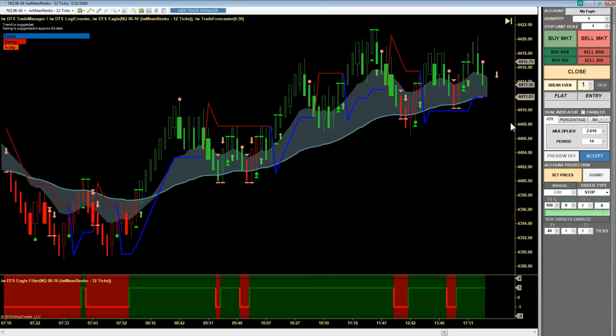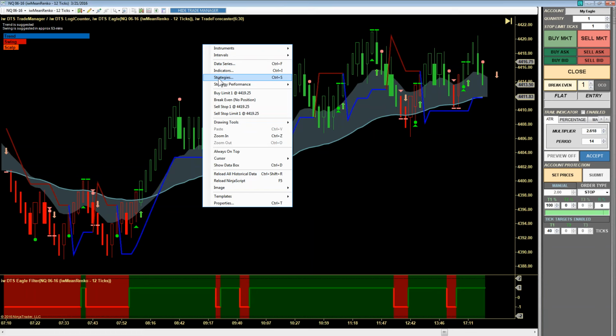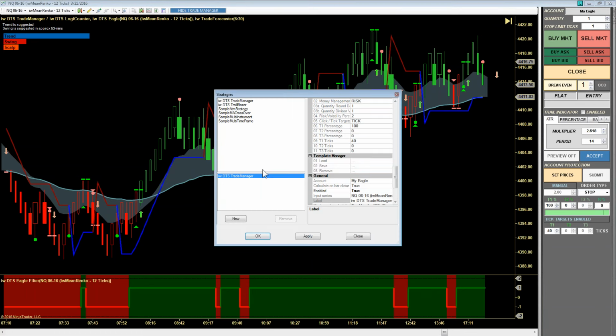And then once you have your trade manager set up the way you want, you can also save your trade manager through the template manager. You simply type in here on line number 2, save, you type in a name for your template and hit the enter key, and that's it.